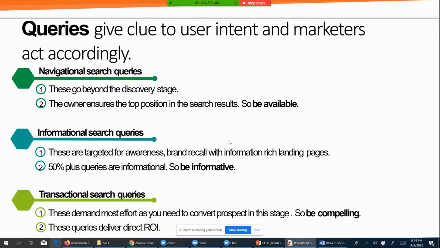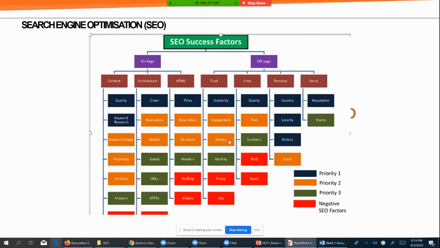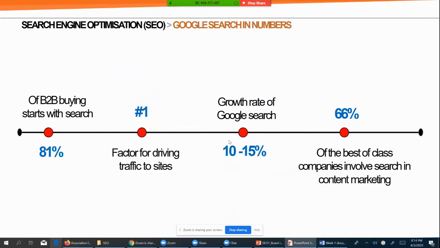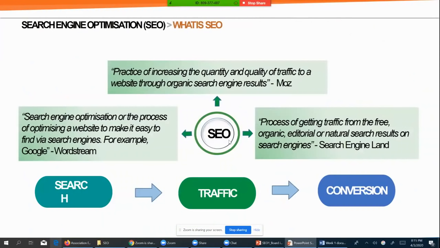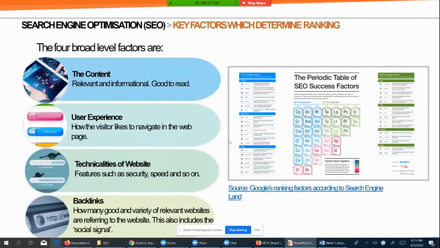Right? So what kind of queries, or what is on-page optimization? Let's see that, right? So search engine optimization is basically the process of getting traffic from the free, organic, editorial, or natural search results. The key factor is, as I told you, the first thing is the content. That's why we spend so much time on building the content to ensure that people are seeing the right things when they come to your website.